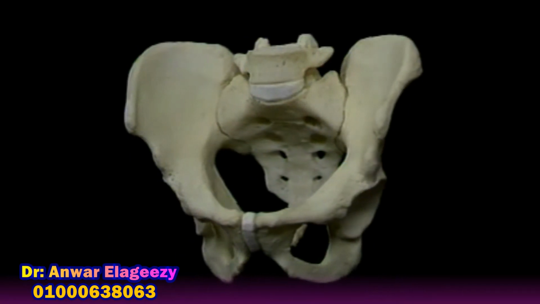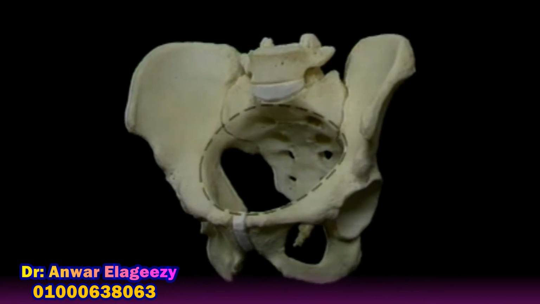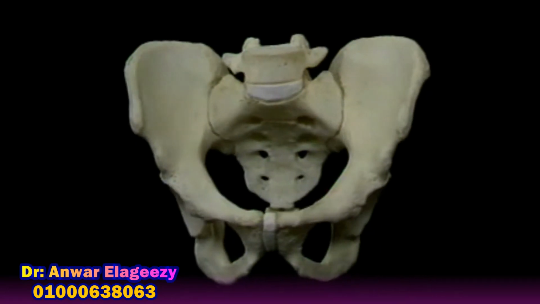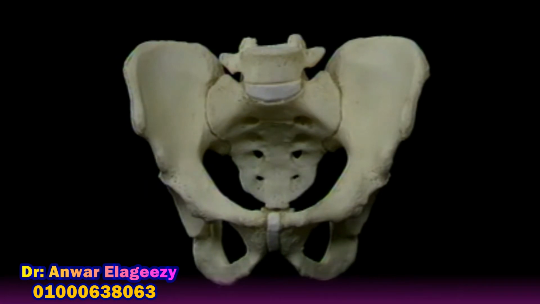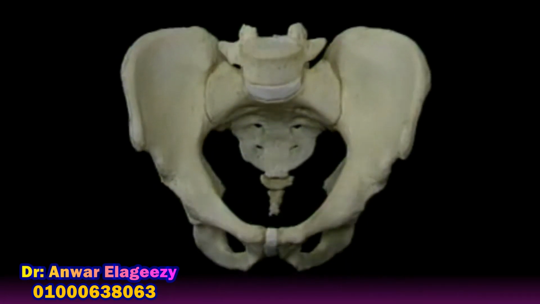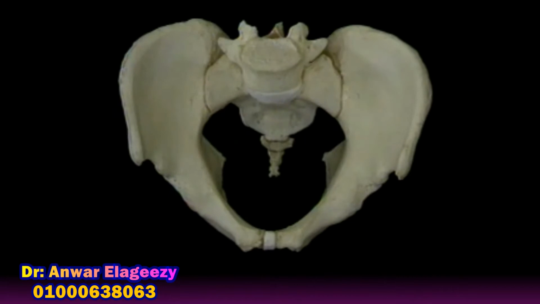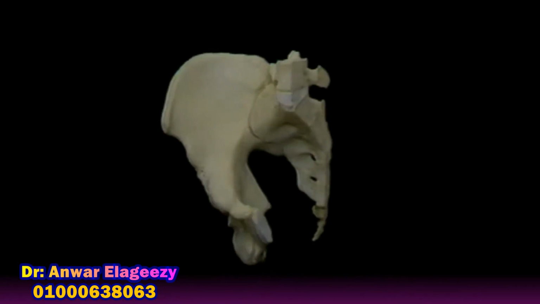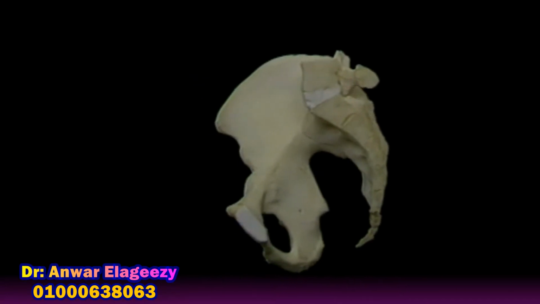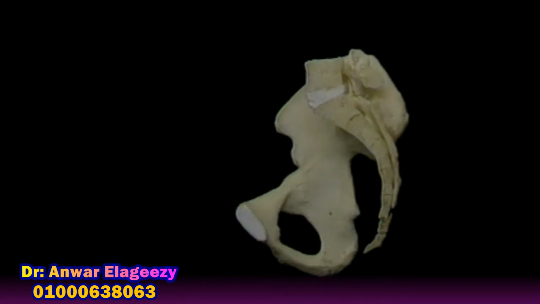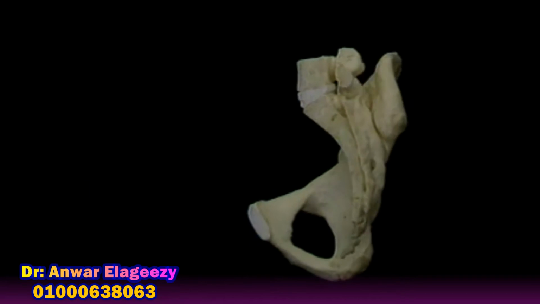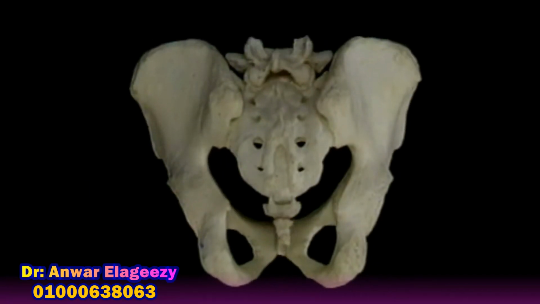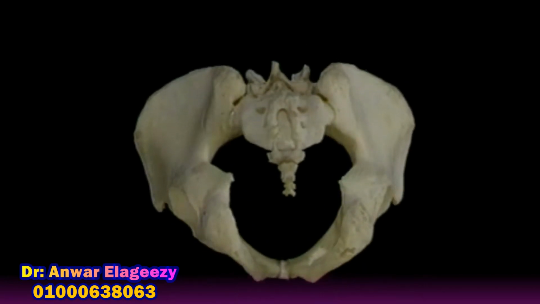Here's the bony pelvis, together with the fifth lumbar vertebra. Here's the pelvic brim. We'll be looking at the pelvic cavity from 4 different viewpoints. We'll look down into it from above. We'll look at it from the side, with the opposite half of the pelvis removed. We'll look at it from behind, and we'll look at it from below.